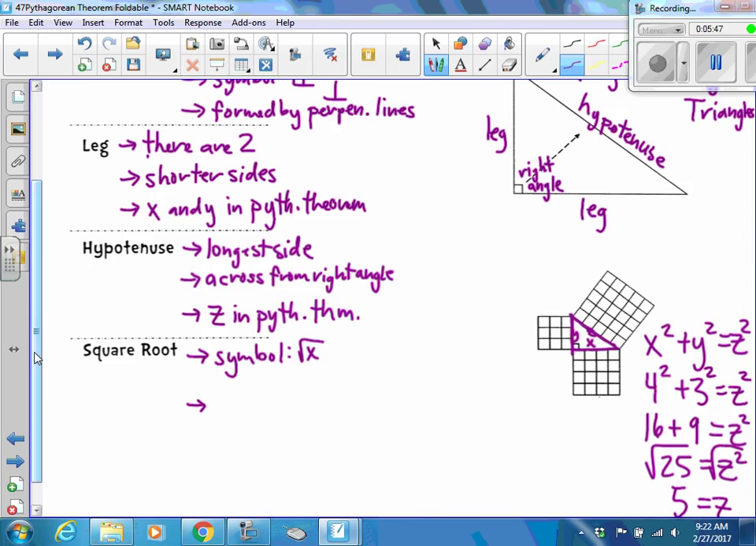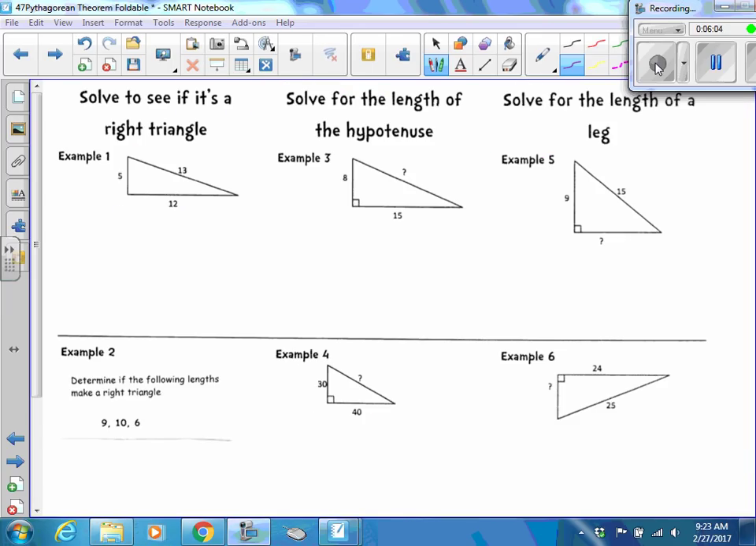And the only other thing I said about the square root is that we use it to unsquare a number. So if we have a variable squared that we'd like to solve for, we can use the square root to unsquare that variable and the number it's equal to. All right, so now that we've got all our definitions set up, let's go ahead and try some examples.